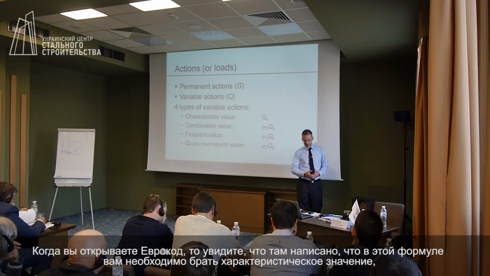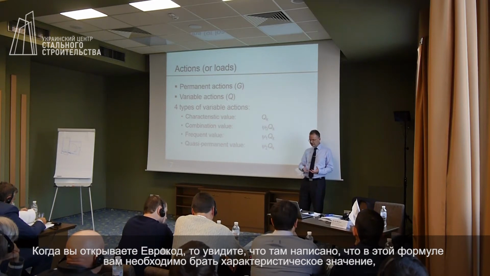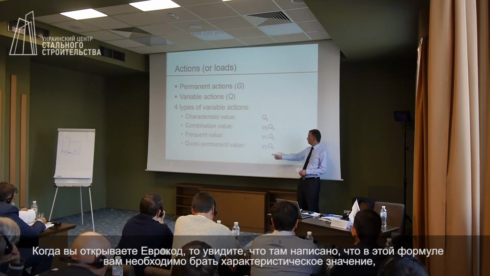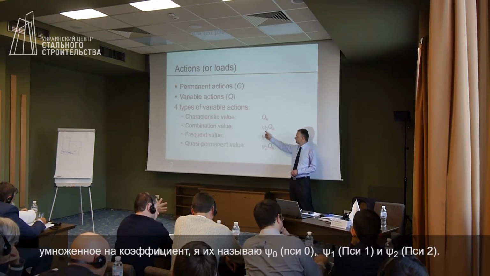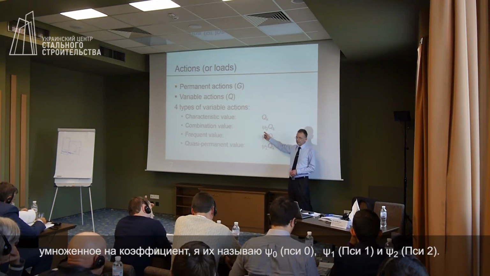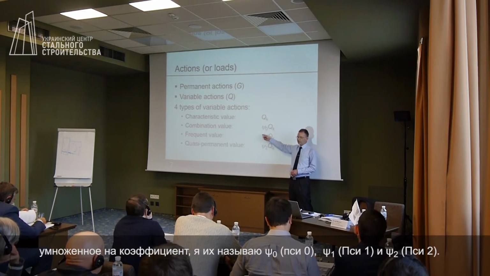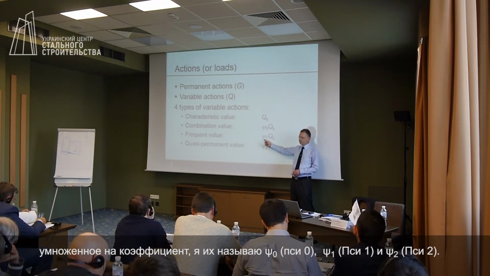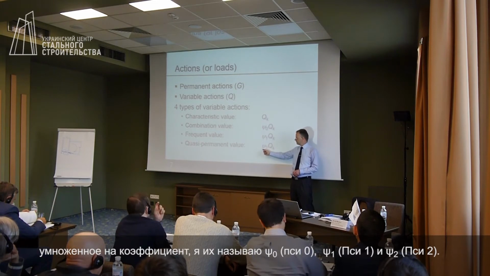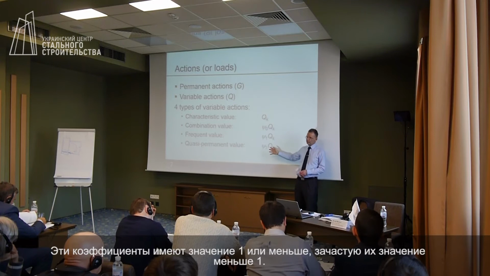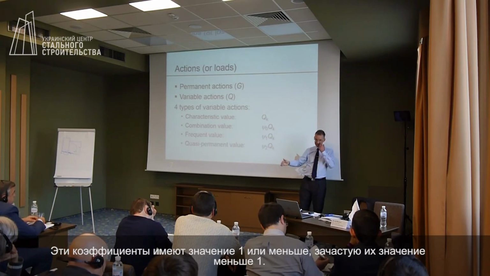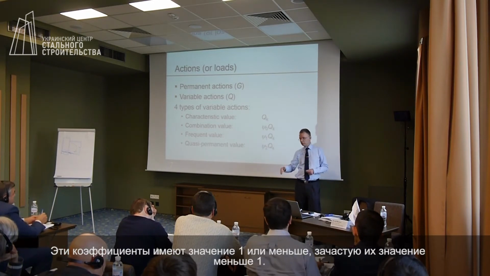And then as you open the Eurocode, it is going to say, well, in this expression, I want you to take the characteristic action and multiply it by a factor. I call this one psi naught, this one psi 1, and this one psi 2. And these values will be 1 or less. Generally they are smaller than 1.